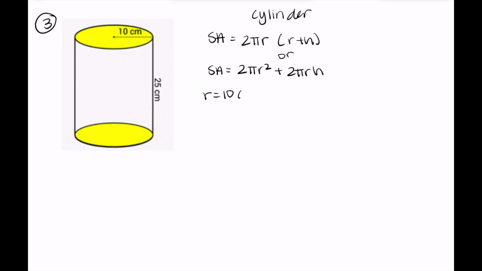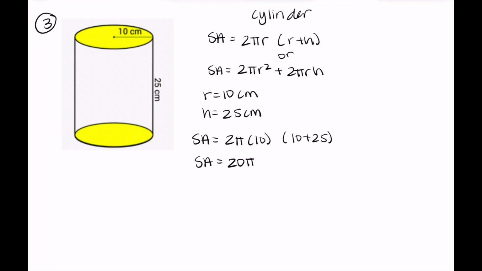Now that we have our formulas written, we'll go through and write out what our radius and our height are. Our radius for this cylinder is 10 centimeters, and our height is 25 centimeters. So the surface area would be 2 pi times 10 times (r plus h, which would be 10 plus 25) for this example. So for these, most of the time your teacher will allow you to use calculators. If for whatever reason your teacher doesn't, please let me know in the comments and I can go through and solve this out in terms of pi. But this step, 20 pi times 35, we would then plug into our calculator.